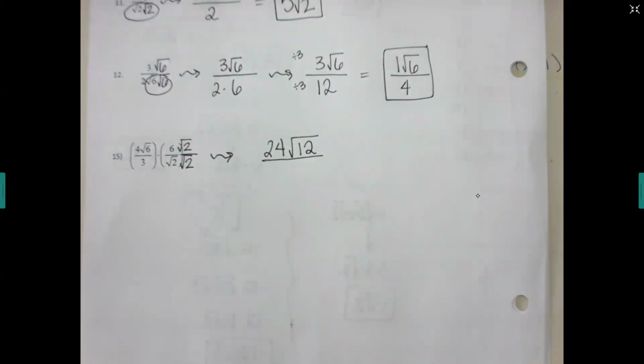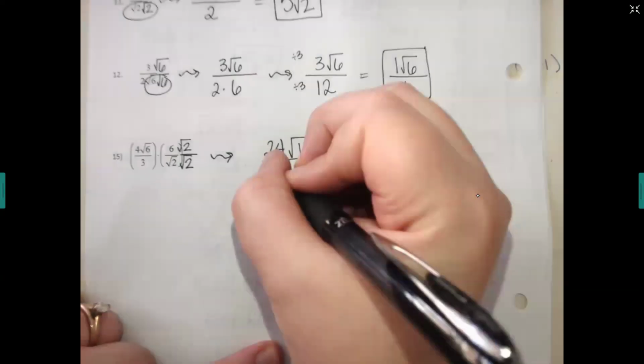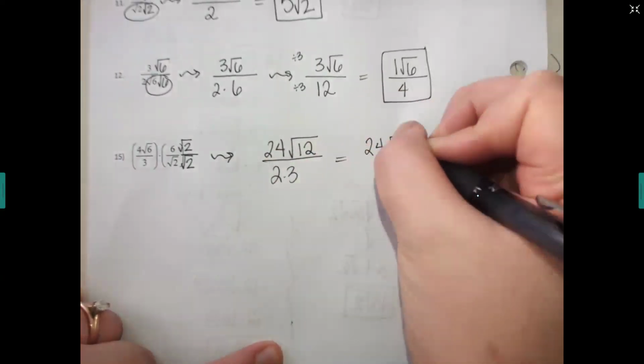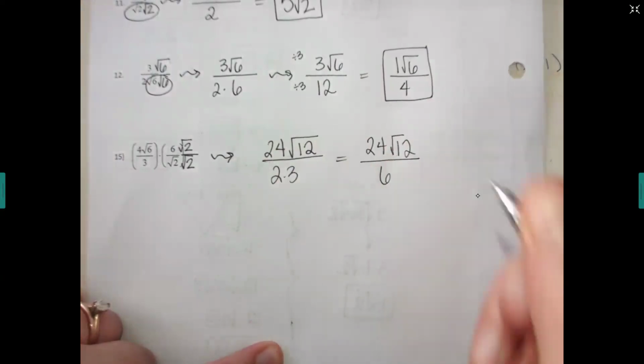Now, on the bottom, what's root 2 times root 2 again? Regular 2, right? Because the square root's going to cross out. So I have a regular 2 times a 3. What's that going to be? 2 times 3, that's going to give me 24 root 12 over 6.